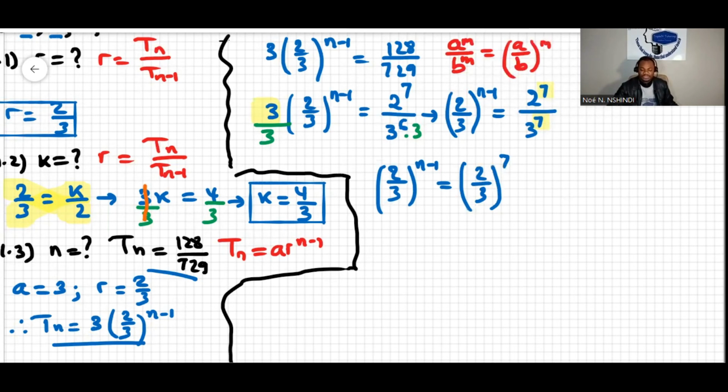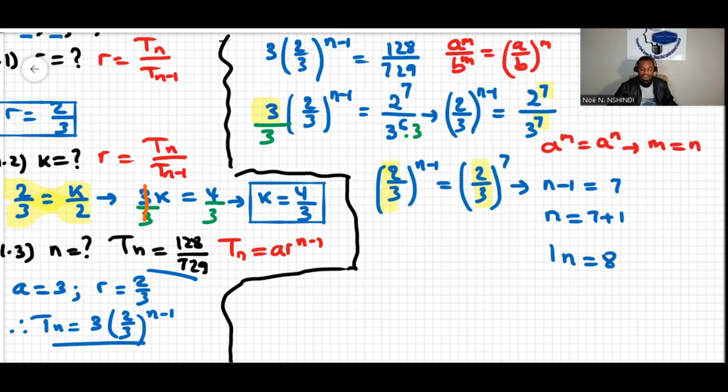And now the other law says that when the bases are the same within an equation, then the exponents will be equal. You can notice that we have 2 over 3 here and 2 over 3 there. So this implies that n minus 1 will be equal to 7. Now we can work out n if we move 1 over, and then we have n equal to 8. So that's the value of n. Thank you.